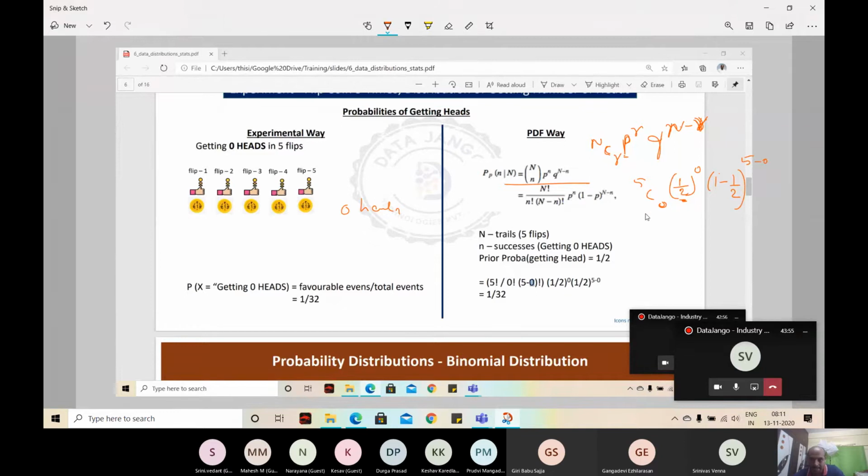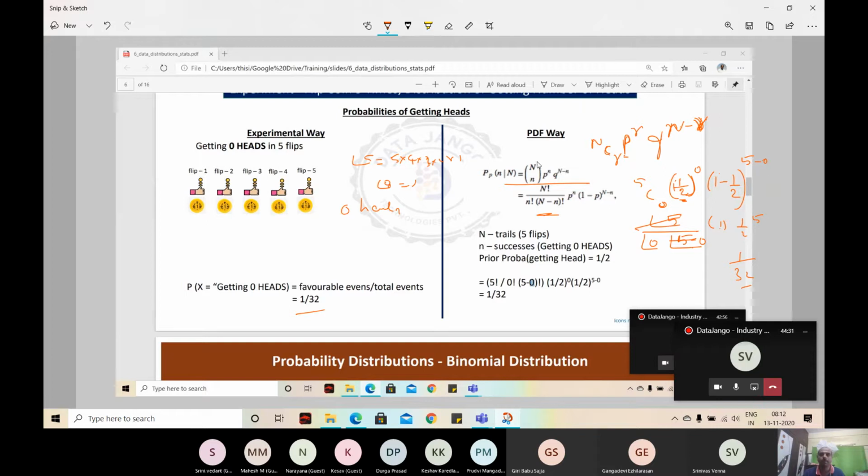So this nCr is factorial N by factorial R into factorial N minus R, and anything to the power of 0 is 1. This is 1 minus 1 by 2, which is 1 by 2 to the power of 5. This is factorial 5 by factorial 5. Generally, what is factorial 5? 5 into 4 into 3 into 2 into 1. And factorial 0 is 1. So it is 1 by 32. We got the same probability here using this formula.